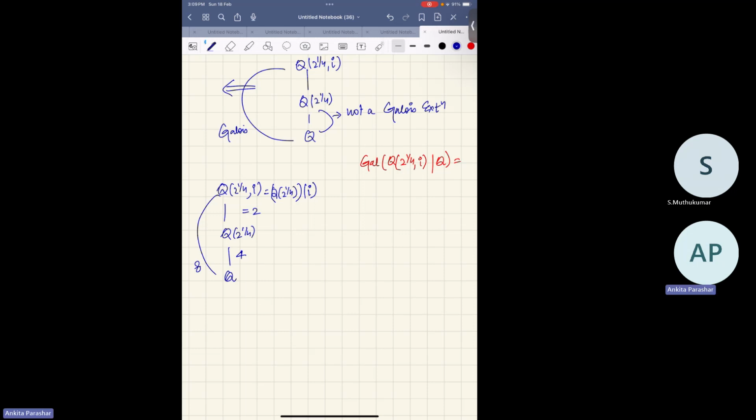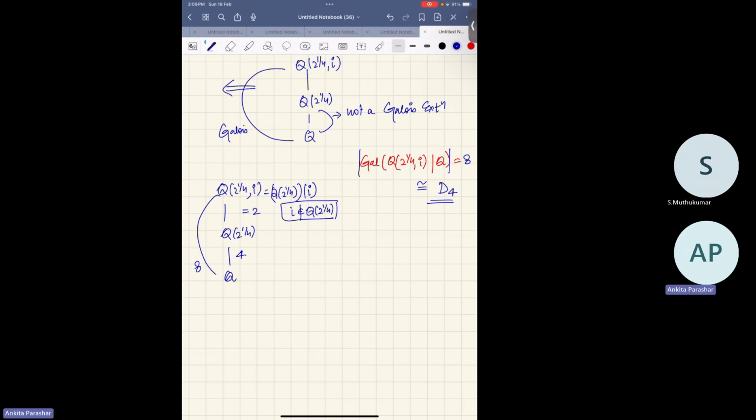Right. So one just has to check that i does not belong to Q(2^(1/4)). That's enough to say that the degree is 2. Right. Now this Galois group has order 8. So one has to of course check how the elements are. So I will simply say, for timing, that it is D4. Maybe you can look at the previous recording.